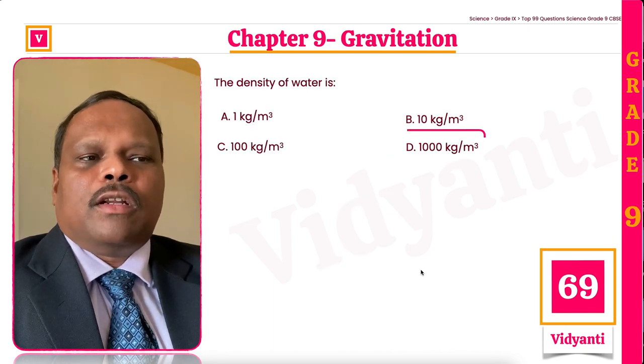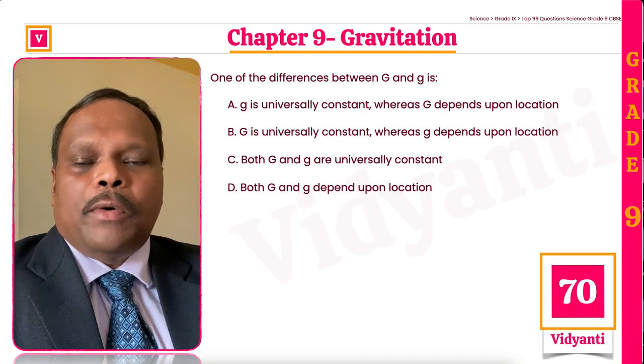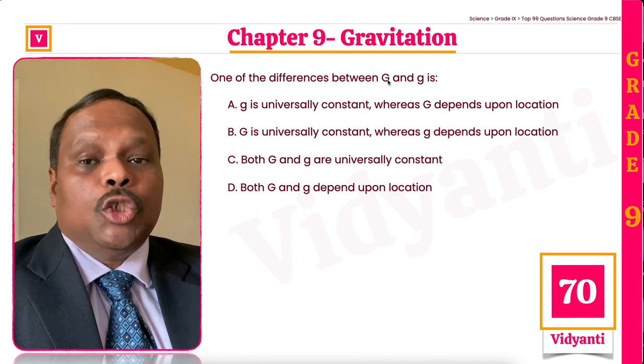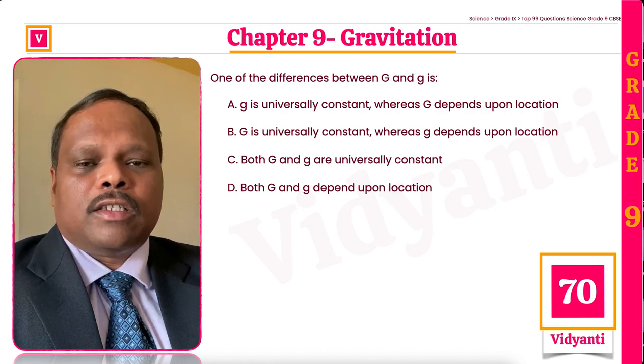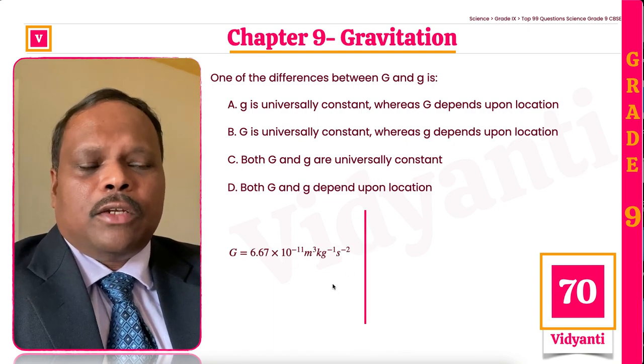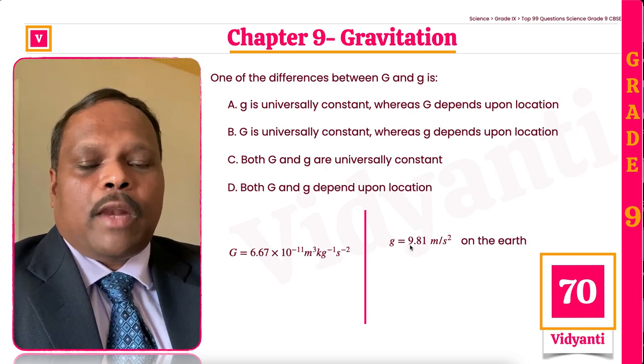The density of water, well, it is 1000 kilogram per meter cube. One of the differences between uppercase G, capital G, and lowercase g. Now, capital G is a universal constant. Its value is 6.67 into 10 to minus 11, with its own units. As opposed to that, lowercase g depends upon which planet you are talking about.